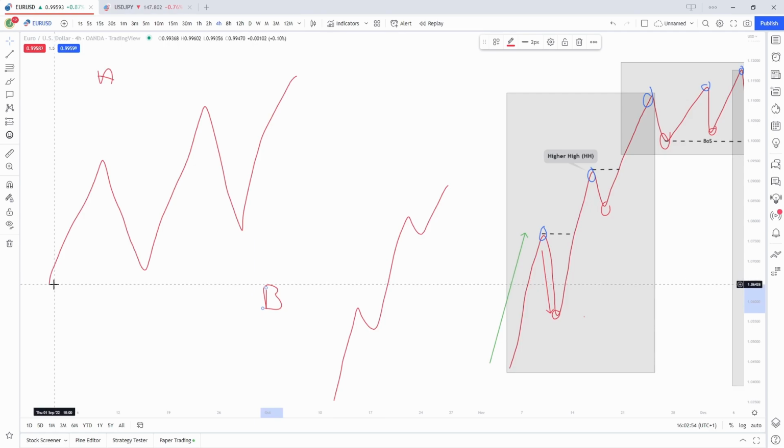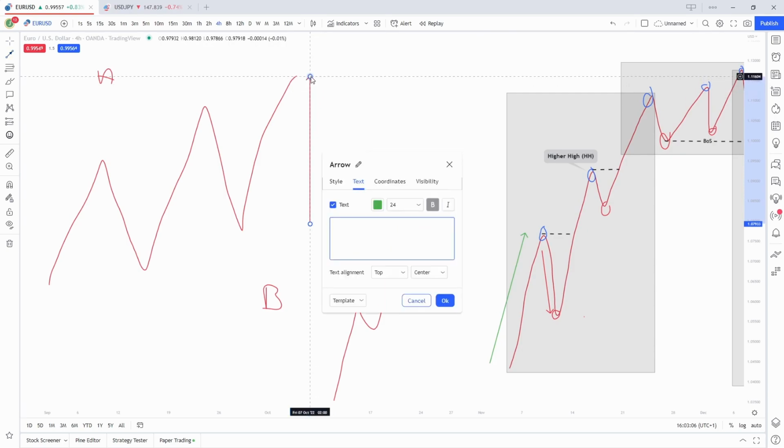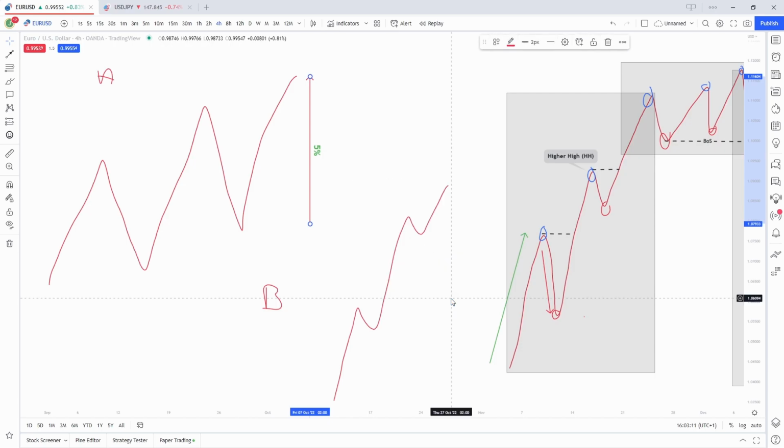Now, in this structure, we can say that in both A and B, price has moved the same distance upwards in both structure A and B. So let's say we have moved up a total of 5%. Okay, in both examples, we have moved up 5%.